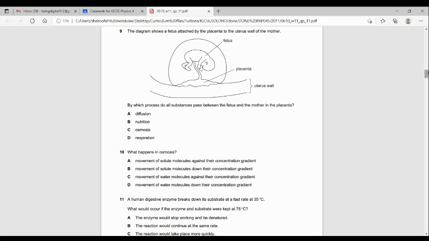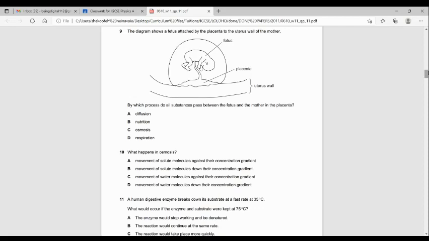The diagram shows a fetus attached by the placenta to the uterus wall of the mother. By which process do all substances pass between the fetus and the mother in the placenta? Okay. The first one.